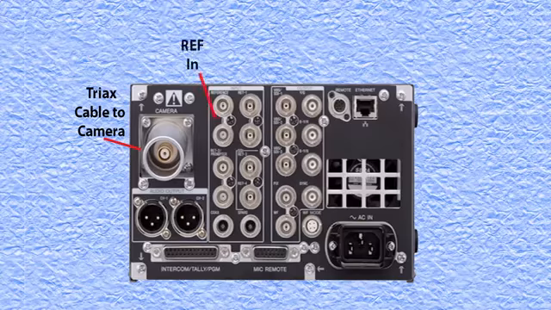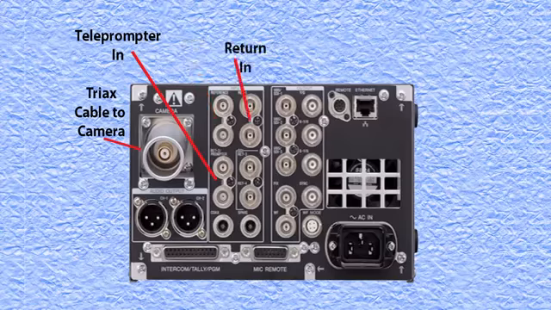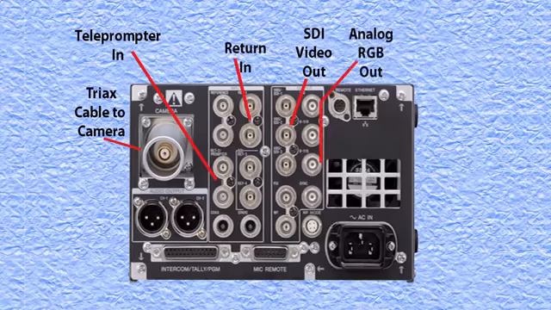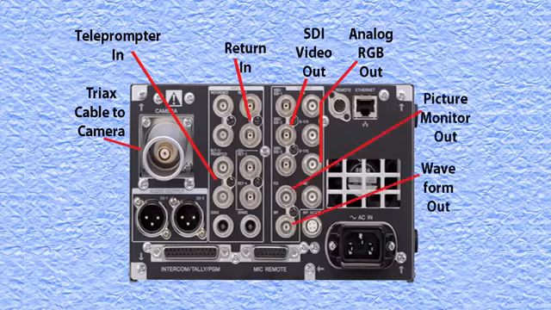Some of the other connections that the CCU provides to the camera are a teleprompter input, so a separate wire does not have to be run out to the camera. A return input, which allows the camera operator to see a separate video feed fed from the production switcher. Analog RGB output to be fed to specialized equipment. A picture monitor and a waveform monitor output to allow for easier shading and control of the camera's video output.